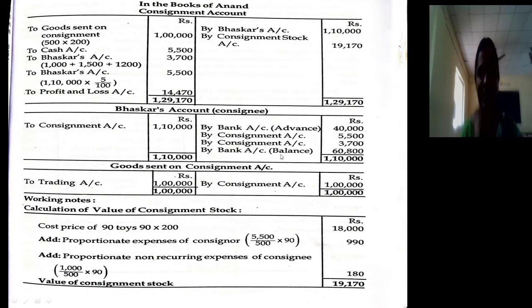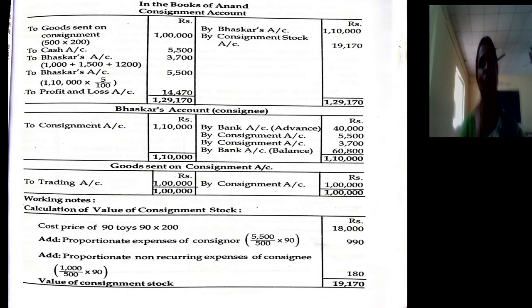If you assume that he has settled, as there is no sentence in the problem, the journal entry is bank account debtor to Bhaskar's account. It means the consignee settled the amount to the consignor by paying in terms of draft. So the balancing figure is 60,800. So that consignee's account gets closed. Now we need to close goods sent on consignment account by transferring it to trading account. So goods sent on consignment account debtor to trading account 1 lakh. So that this account also gets closed.